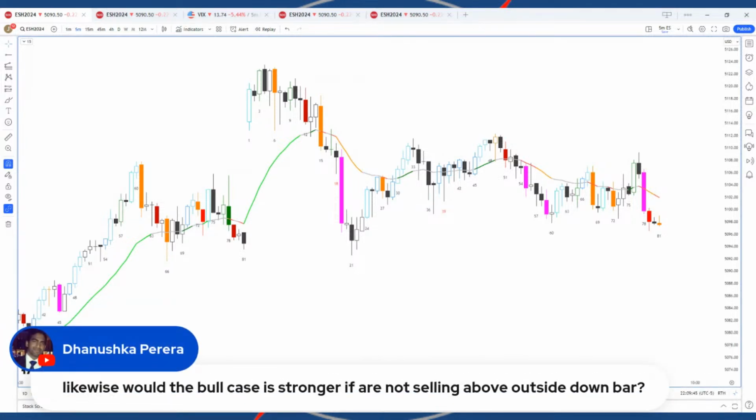But likewise, would the bull case be stronger if we are not selling above the outside down bar? So outside, like here, bar 15. You can just let me know if this is what you mean. Selling above here. Would the bull case be stronger if we are not selling above the outside down bar? Just confirm that that's what you're referring to. Okay. I see what you mean.